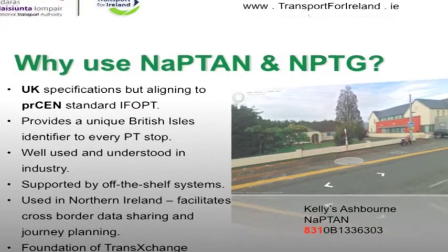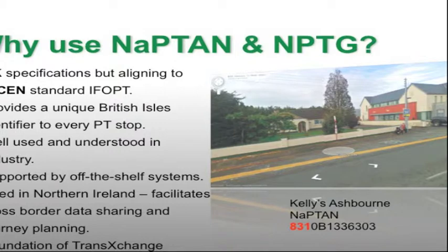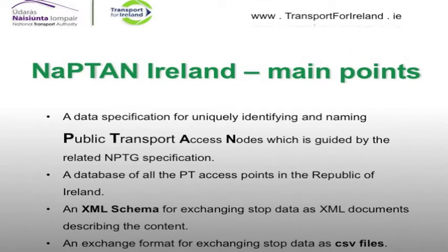So just looking at the picture there, we can see that the bus stop outside Kelly's pub in Ashbourne has this code 831 at the start of it. 831 actually relates to the county of Meath. So the main points then, it's a unique way of identifying every bus stop in the country. It's related to location, which is defined in the NPTG database. It comes with an XML schema for exporting an XML document, and it must validate against that schema to be well formed. It also comes as a CSV export as well.